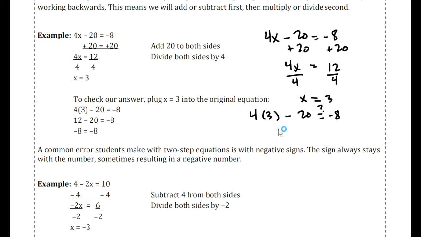So if I put a 3 there and do PEMDAS on the left, that'll be 12 minus 20. That'll be negative 8 on the left. Sure enough, negative 8 equals negative 8. We have our solution. So the answer is x equals 3.